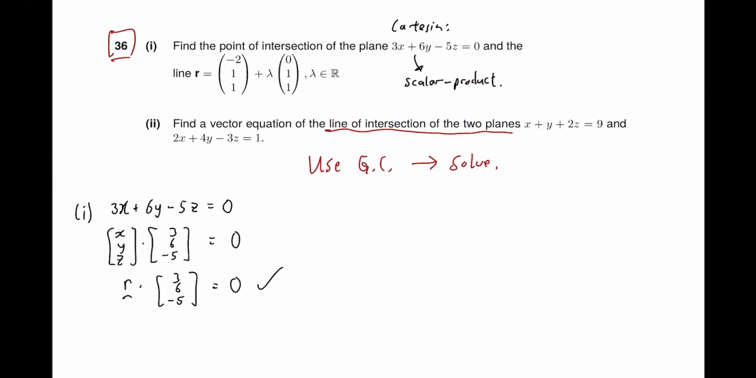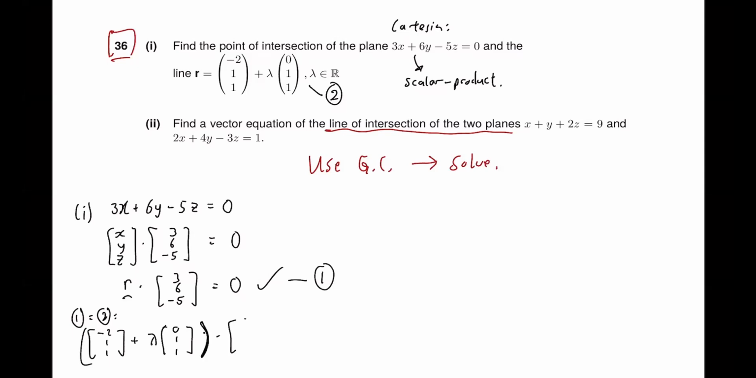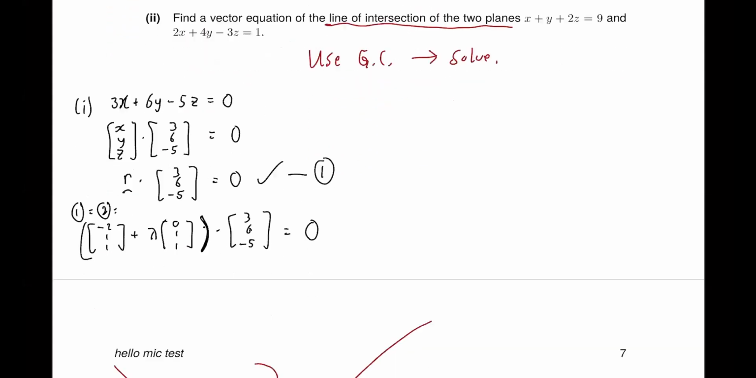So here they tell you they have a point of intersection. You have vector r, here also vector r. What do you think you want to do? Let's call this equation 1. Let's call this equation 2. Just equate to each other. Exactly. So that's what we're gonna do. So minus 2, 1, 1 plus lambda times 0, 1, 1, this guy is the r, you dot product with 3, 6, minus 5 equals to 0. Okay, then you just need to solve for lambda.